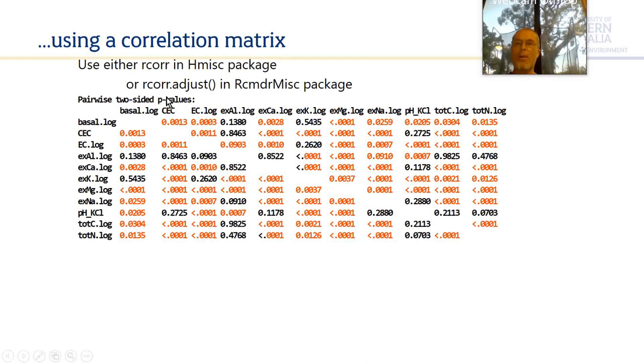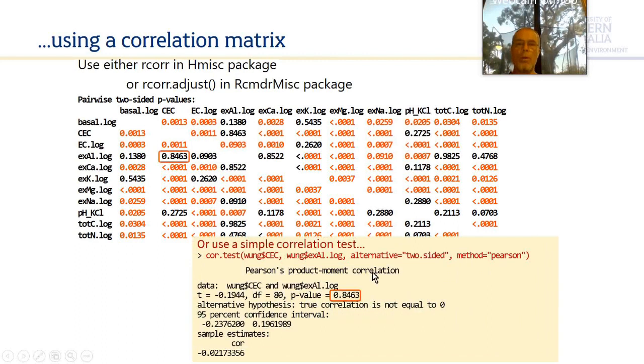We can calculate p-values within a couple of versions of the correlation matrix function, rcorr or rcorr.adjust, and we can then look to see whether there is a significant relationship or not. In other words, can we reject the null hypothesis? Or we can do them one by one using a simple correlation test, which also generates a p-value for the probability of getting the relationship in our sample that we see if the null hypothesis is true.